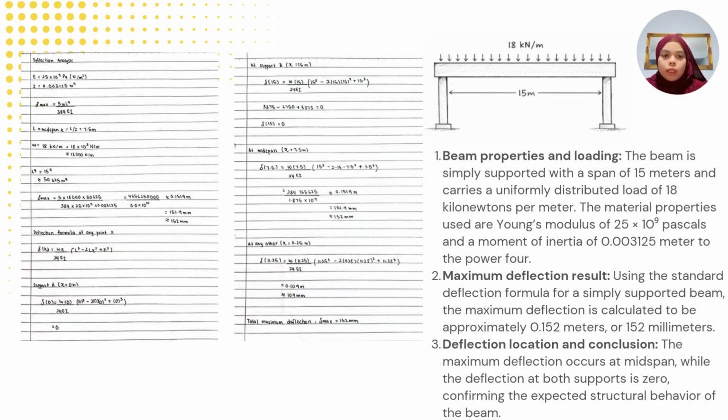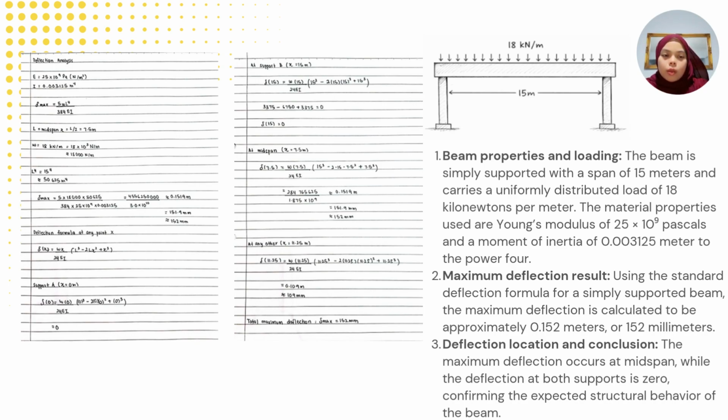Based on the calculation, this analysis determines the deflection of a simply supported beam subjected to a UDL. The material and section properties used are Young's modulus of 25 times 10 to the power 9 pascals, a moment of inertia of 0.003125 meter to the power 4, and a span length of 50 meters. The UDL acting on the beam is 18 kilonewton per meter.